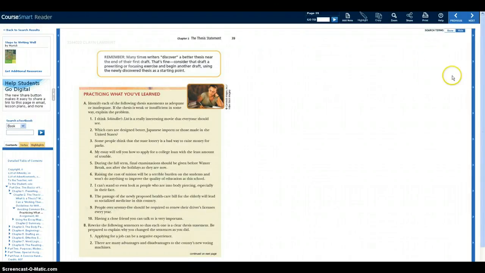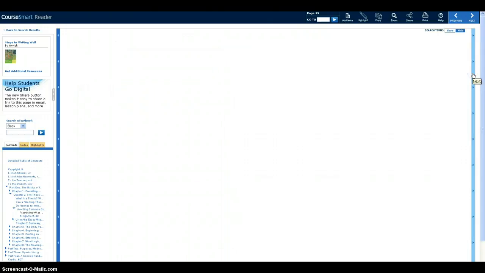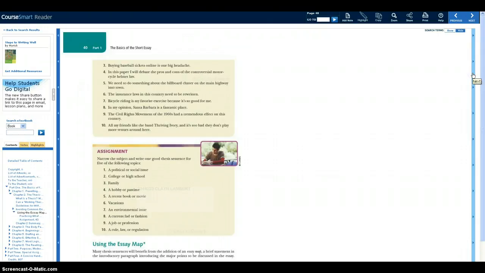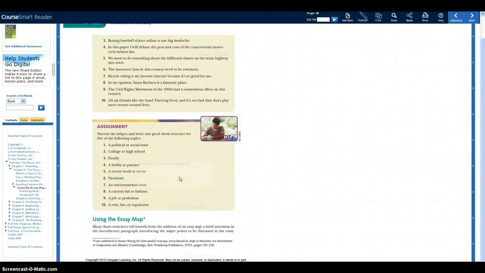Okay. Our next assignment is found on page 40, the assignment. So we're in this middle section right here. Now, all you have to do for this assignment is narrow the subject and write one good thesis sentence for 5 of these topics.